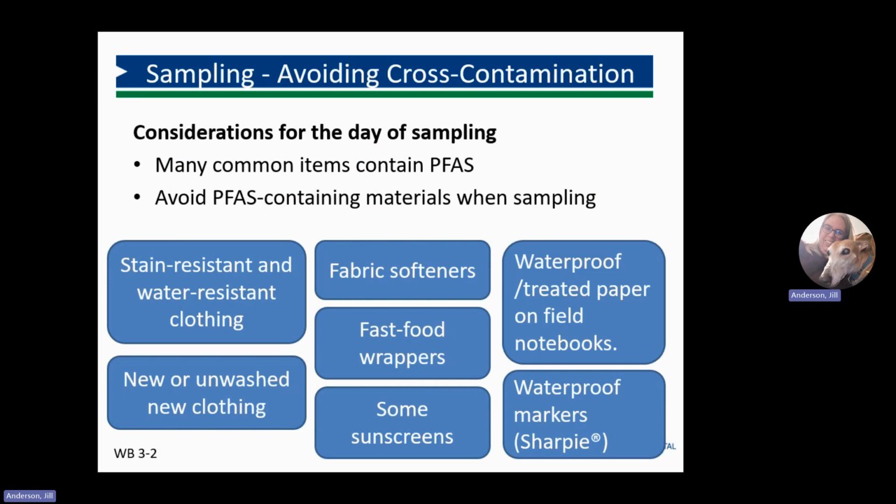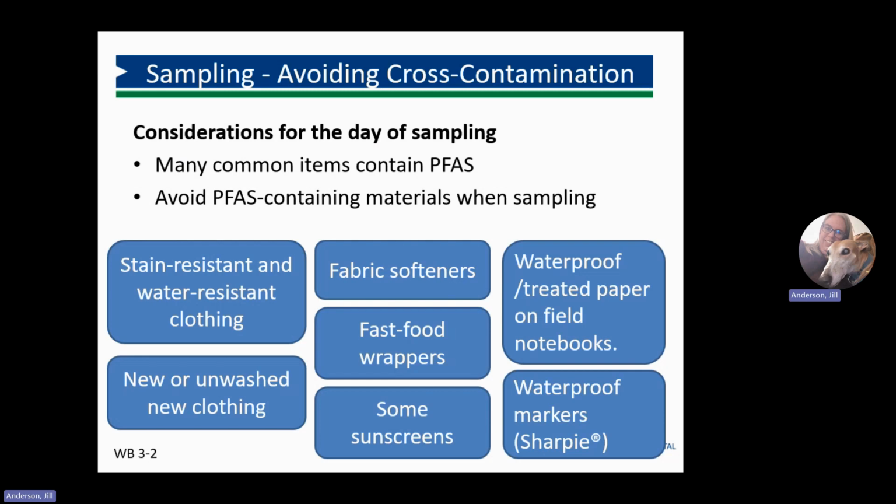They can include stain-resistant and water-resistant clothing. New clothing that hasn't been washed several times can contain PFAS. Fabric softeners and anti-static dryer sheets can also contain PFAS. Many food wrappers are designed to be grease resistant and they can contain PFAS, so you should avoid eating a fast food burger and then collecting samples without a thorough hand washing first. We'll talk more about hand washing on the next slide.